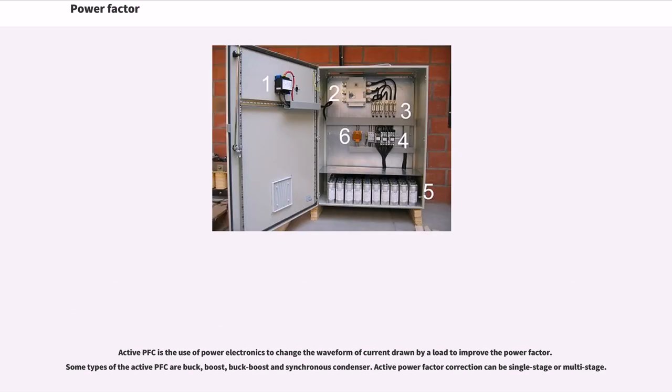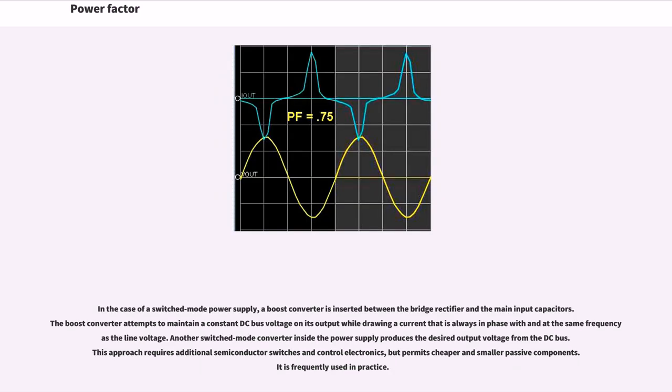Active PFC is the use of power electronics to change the waveform of current drawn by a load to improve the power factor. Some types of active PFC are buck, boost, and synchronous condenser. Active power factor correction can be single-stage or multi-stage. In the case of a switched-mode power supply, a boost converter is inserted between the bridge rectifier and the main input capacitors. The boost converter attempts to maintain a constant DC bus voltage on its output while drawing a current that is always in phase with and at the same frequency as the line voltage.